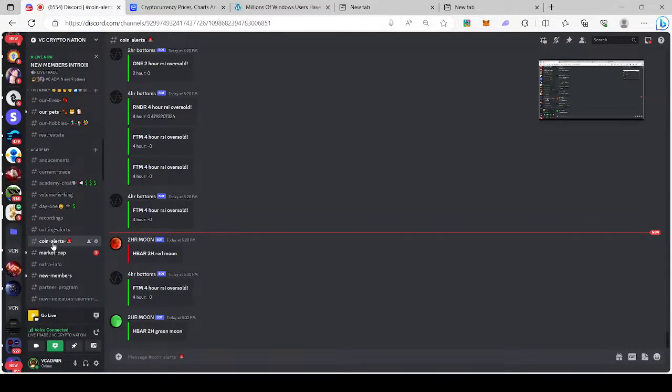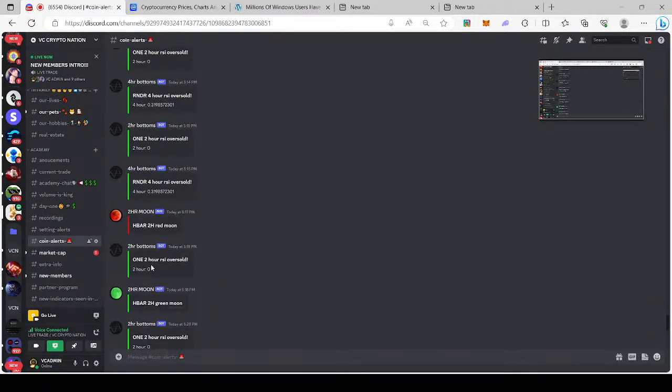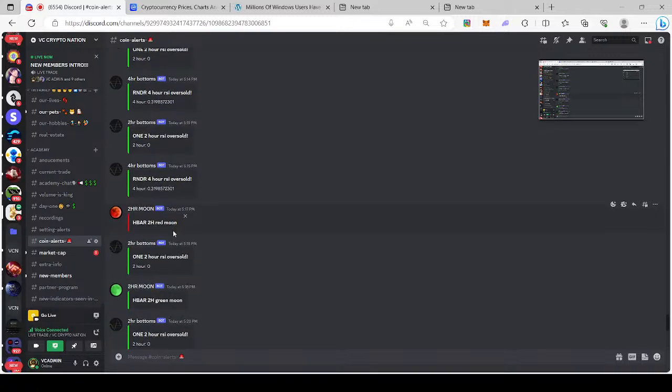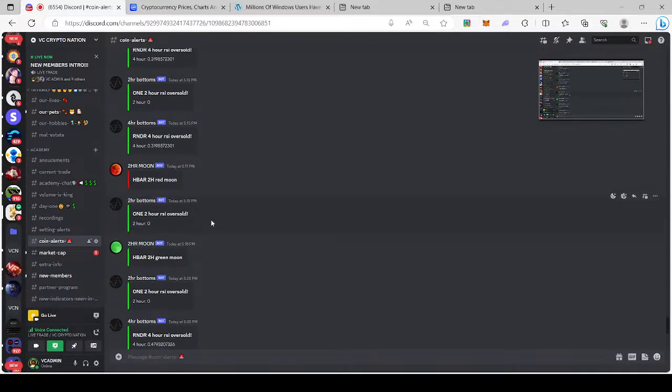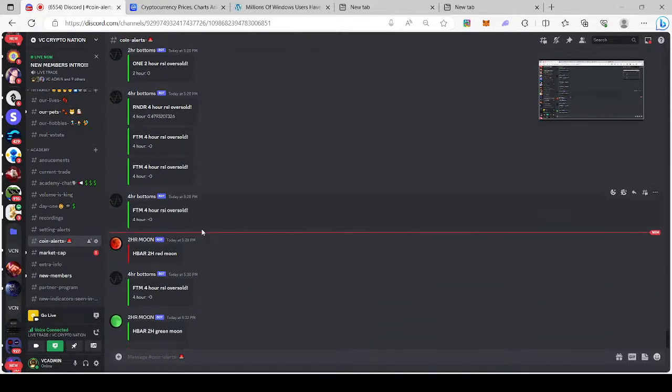When you click on here, there are different styles of what's happening. We have moon alerts. So we have an H-bar 2 hour red moon. We have a 1 hour, 2 hour red RSI. So the RSI and the moons are both in coin alerts, and this just gives you ideas to go take a peek at what's happening out there. So that's kind of the way it's set up.